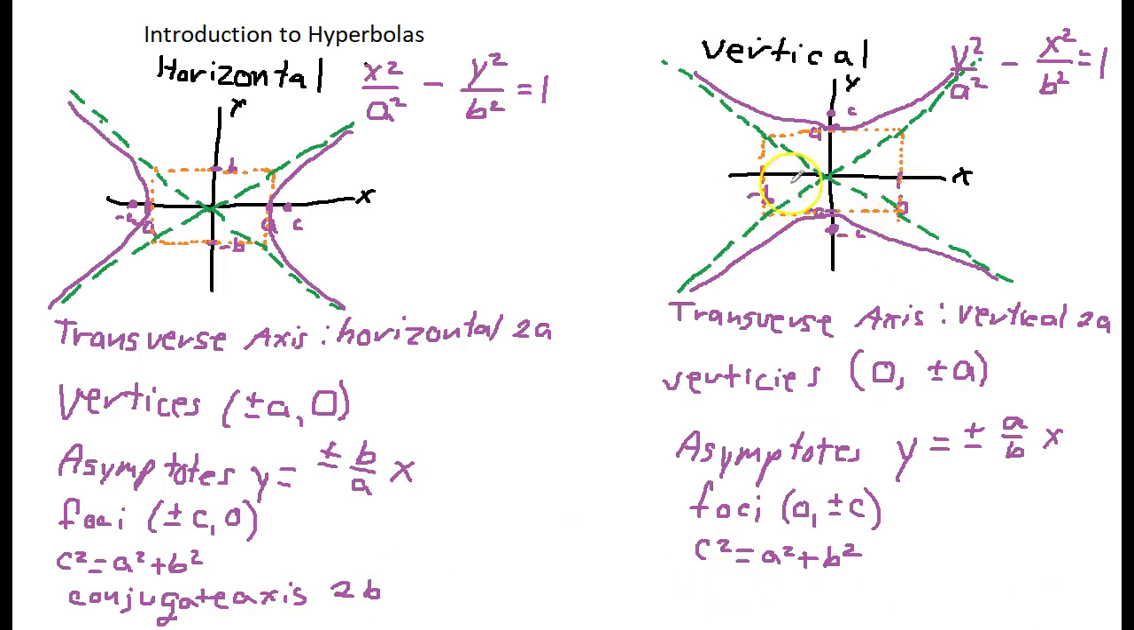It doesn't change because a is always associated with the transverse axis, and b is always associated with the conjugate axis. So it's the same thing with the vertical. It's 2b units. So that means that this distance is 2b. To be or not to be? That is the question. Oh, sorry, I didn't mean to confuse it with Shakespeare.